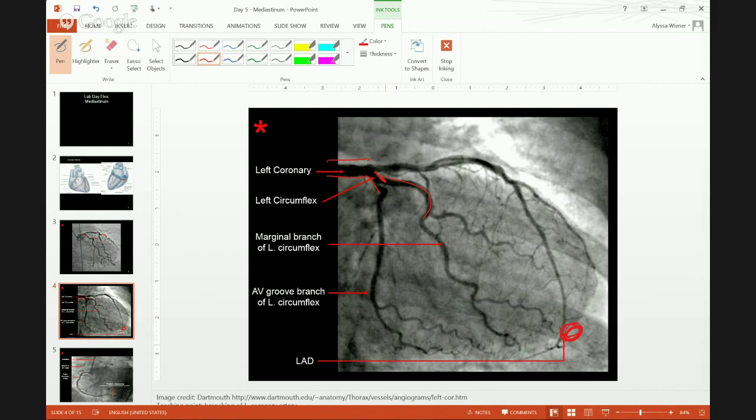It has branches that we're not going to worry about for radiology, but you will most likely be tested on that on the practical if those things are pinned. So again, left coronary artery going to the LAD, which more or less goes straight to the apex of the heart. And then the other main branch of the left coronary artery is the left circumflex, which has the camel hump as it's going around behind the heart.